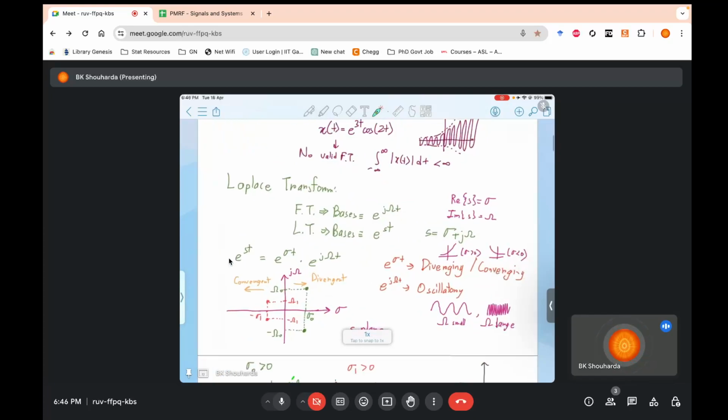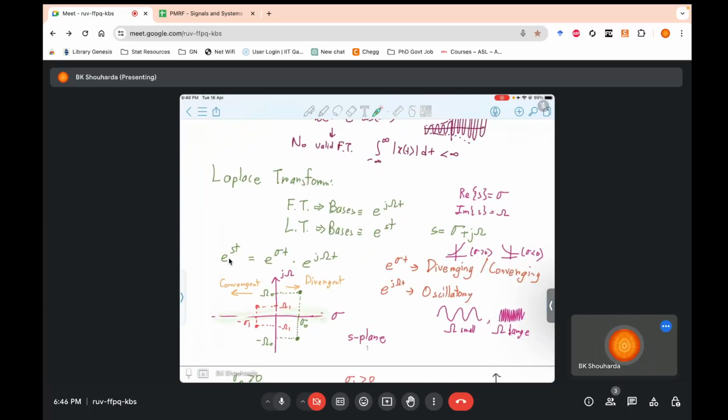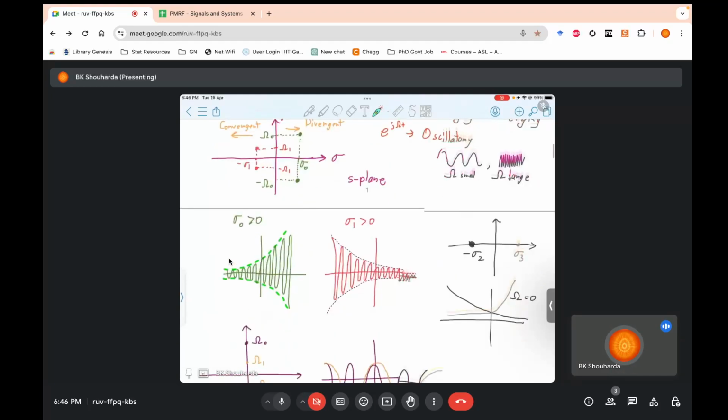In the Laplace transform, we have an exponential factor, real factor sigma. So e to the power sigma t, which determines whether my signal is diverging or converging with time, and the j omega, the imaginary part, which says the oscillations. If omega is small, then my oscillations are slow. If omega is large, my oscillations are fast. So it's a more general way of analyzing systems and signals.